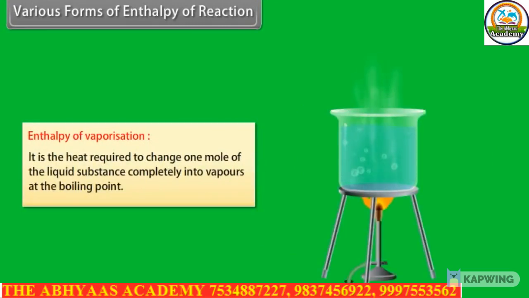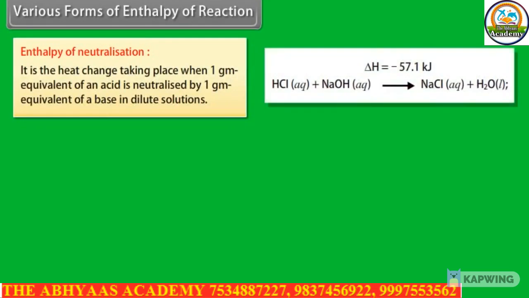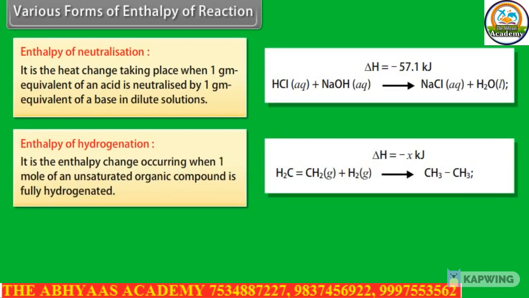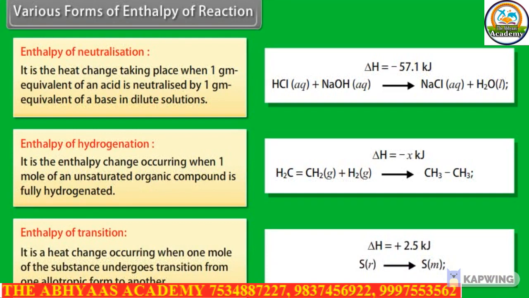It is the heat required to change 1 mole of the liquid substance completely into vapors at the boiling point. Enthalpy of neutralization. It is the heat change taking place when 1 gram equivalent of an acid is neutralized by 1 gram equivalent of a base in dilute solutions. Enthalpy of hydrogenation. It is the enthalpy change occurring when 1 mole of an unsaturated organic compound is fully hydrogenated. Enthalpy of transition. It is a heat change occurring when 1 mole of the substance undergoes transition from one allotropic form to another.